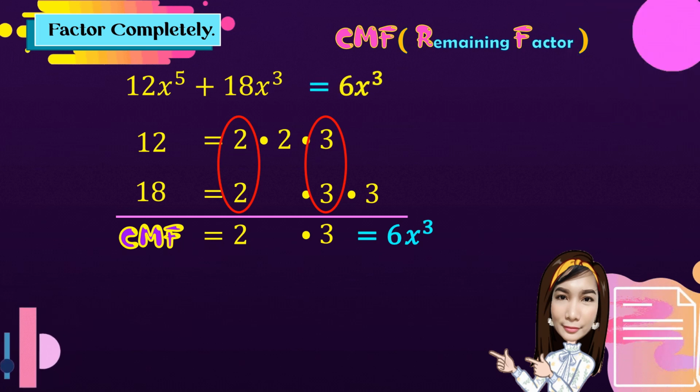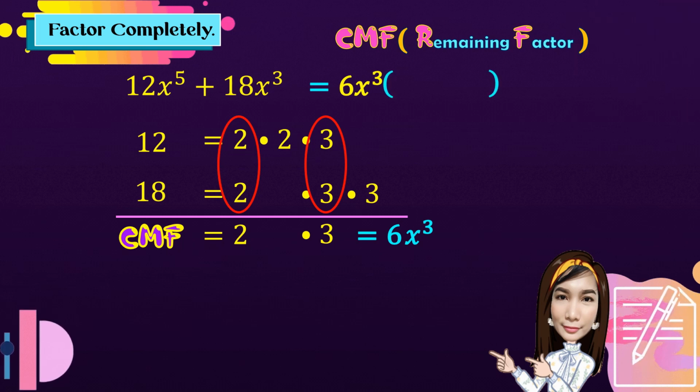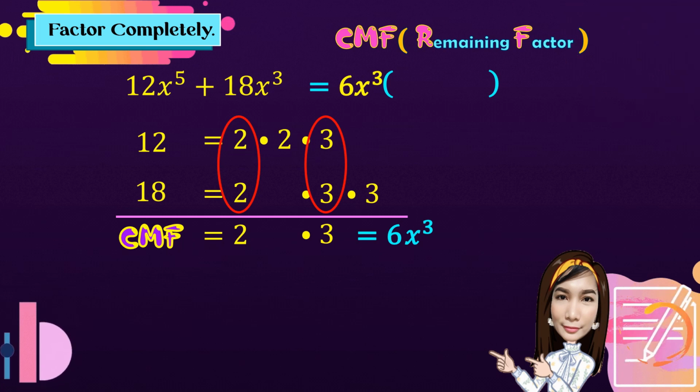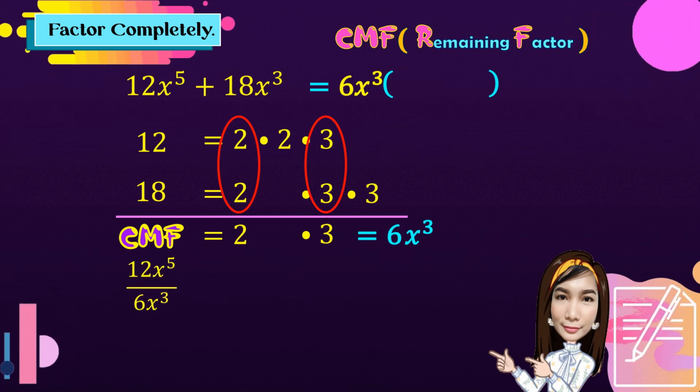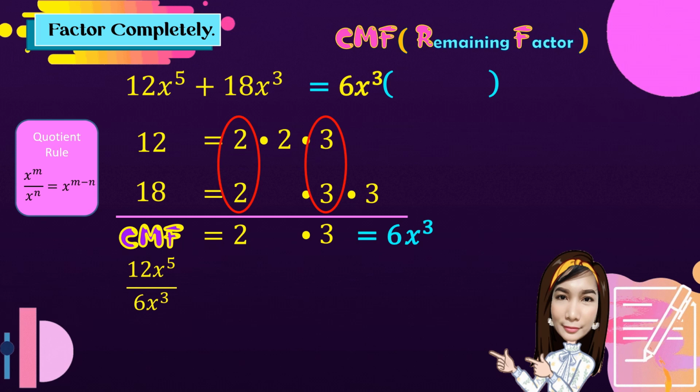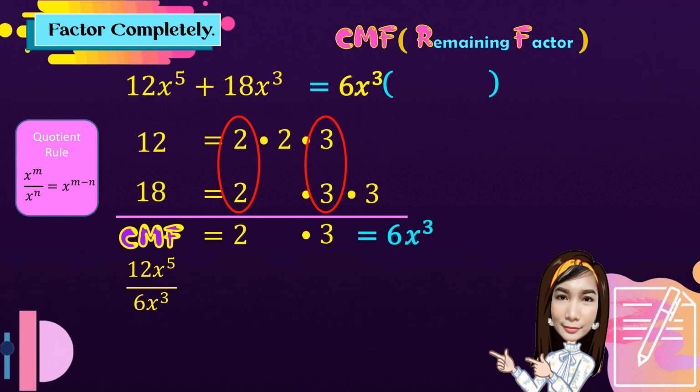So we're going to write the common monomial factor outside of the parentheses. Now to get the remaining factor, we're going to divide each term with the common monomial factor. So let's have the first term, 12x raised to 5 divided by 6x cubed. So here, we're going to apply the quotient rule. For the same base, we're going to subtract the exponent.